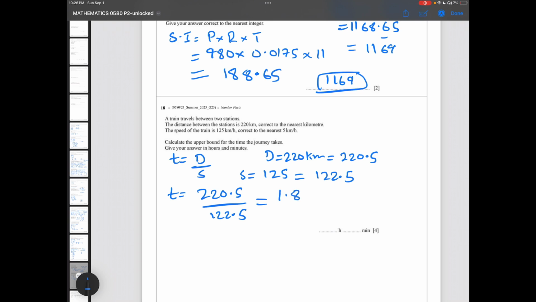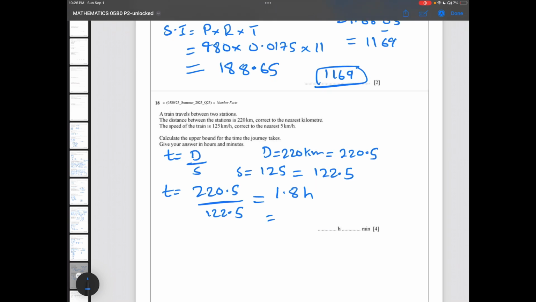The speed was given to us in kilometers per hour, so this is 1.8 hours, and we need our time in hours and minutes. So the number of hours is 1. We need to convert this 0.8 into minutes. To convert hours into minutes, we just multiply it by 60. So I will multiply 0.8 with 60 and I will get 48. So this is equal to 1 hour 48 minutes. This is my answer, 1 hour 48 minutes.